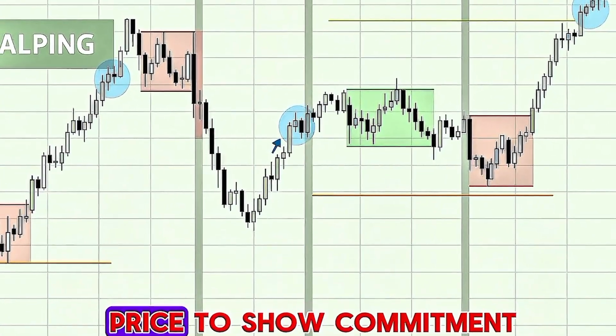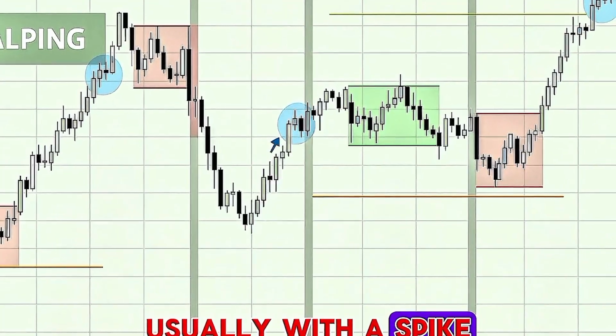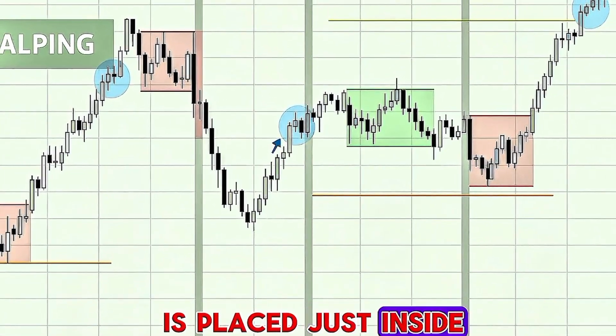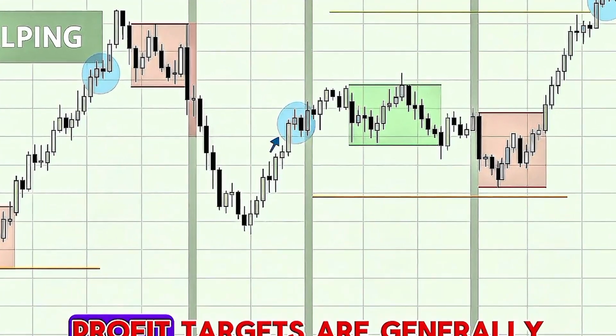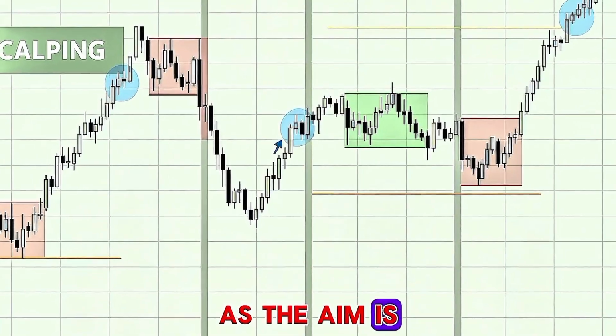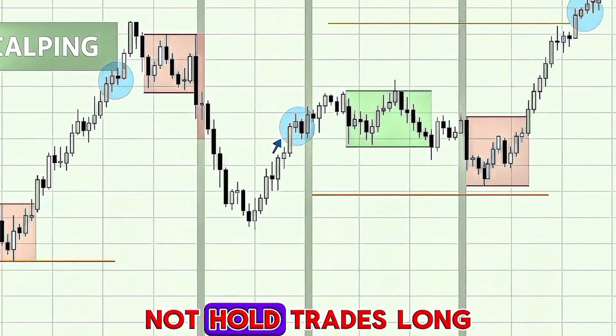Scalpers wait for the price to show commitment, usually with a spike in volume, before entering. A tight stop loss is placed just inside the box to minimize risk. Profit targets are generally 1-to-1 or 1.5-to-1, as the aim is to scalp short bursts, not hold trades long.